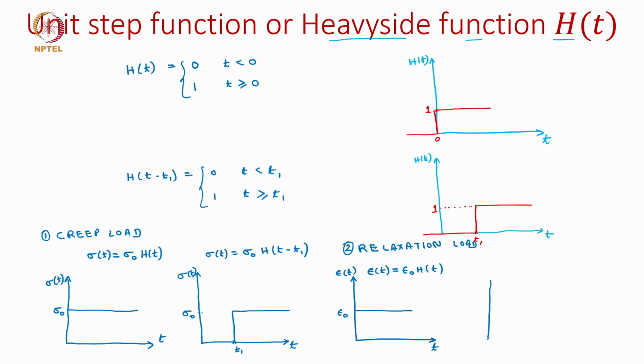And similarly, if we are talking about applying this relaxation load at any other arbitrarily set time, say t1, then we can write the input strain epsilon of t as epsilon naught times H of t minus t1. Okay. So, now we have seen the definition of this unit step function, or the Heaviside function, and how we can use it to represent the creep loading or the relaxation loading.